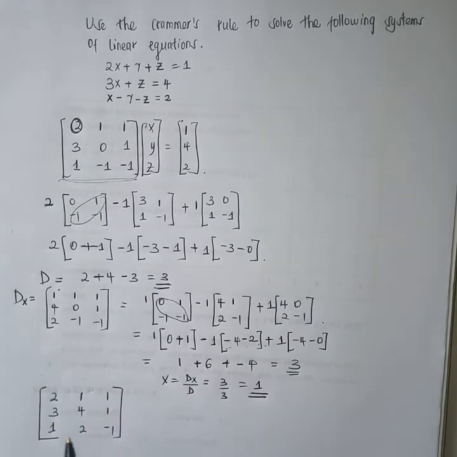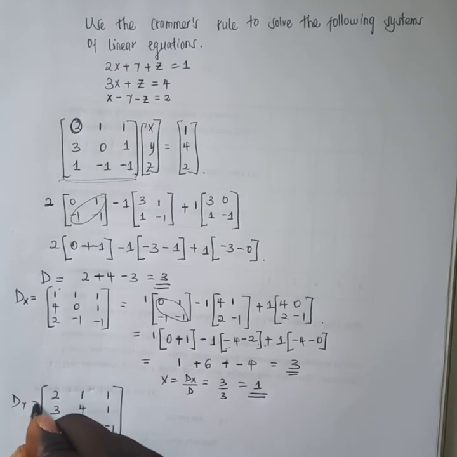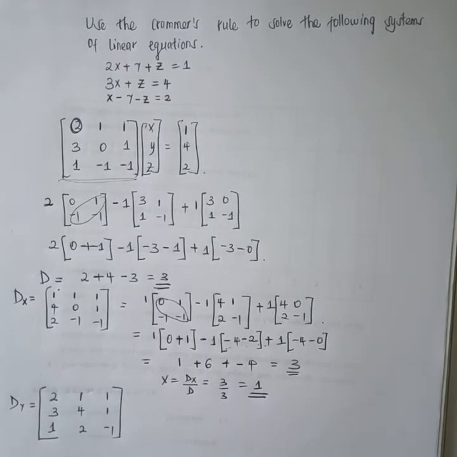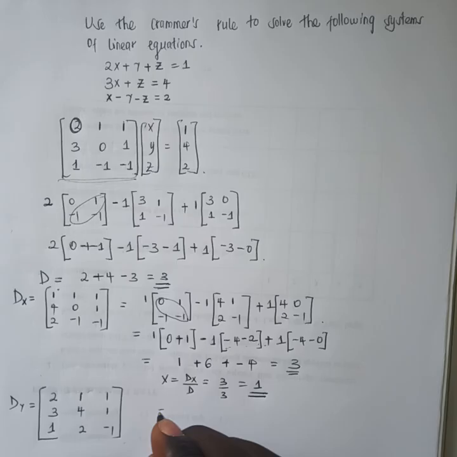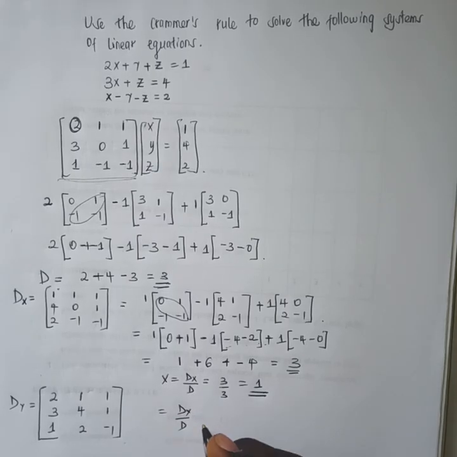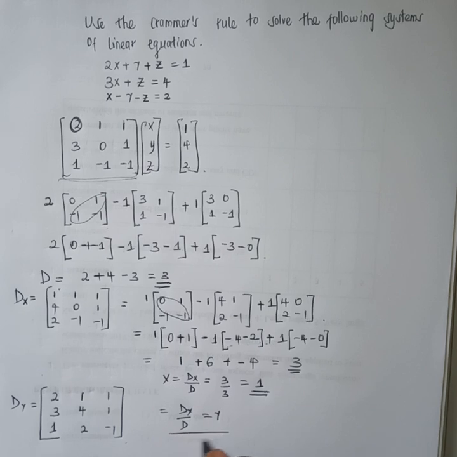Then this one will be now called dy, and this one will help you get the value of y. So after obtaining the determinant of this matrix, after following the same procedure that we have followed up here, you are going to take the value that you obtain as dy and divide by d to give you the value of y.